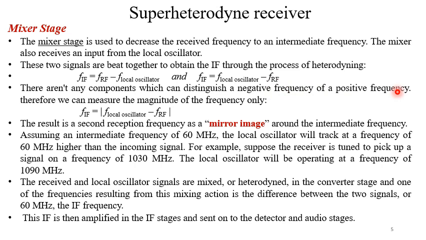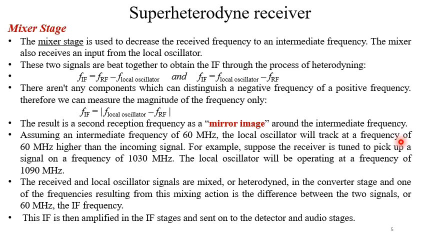There are not any components which can distinguish a negative frequency from a positive frequency. Therefore, we can measure the magnitude of the frequency only. So instead of taking the difference, which may be negative, we will take the magnitude of this difference. The result is a second reception frequency as a mirror image around the intermediate frequency.